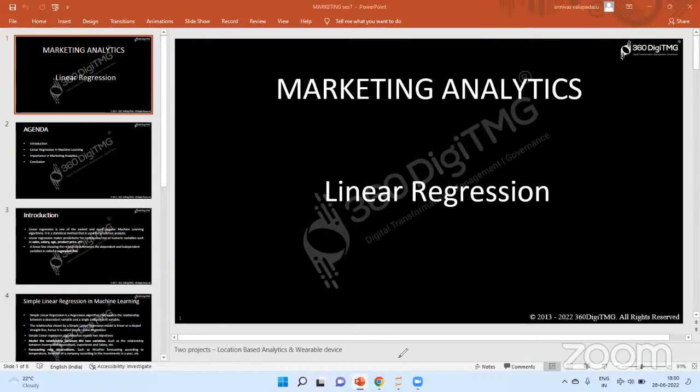So in the previous classes, we have discussed applications of marketing analytics. Then we discussed the CRISP-ML(Q) methodology. After that, what is EDA and pre-processing. Then we discussed unsupervised learning, then KNN, and yesterday we discussed decision tree.